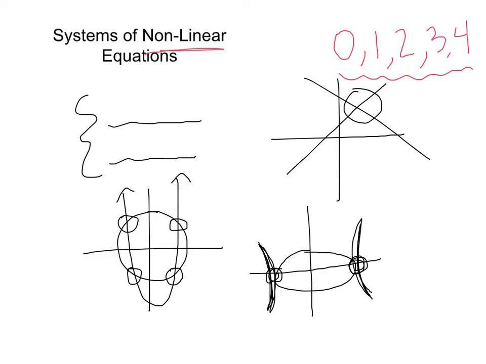So let's solve some systems of nonlinear equations using our methods that we learned in linear equations. Remember, those methods were substitution and elimination. Substitution is where we looked for a variable that was all by itself, and elimination is where we looked for opposites. We're going to do the exact same thing here, it's just we're going to have a lot more solutions this time.